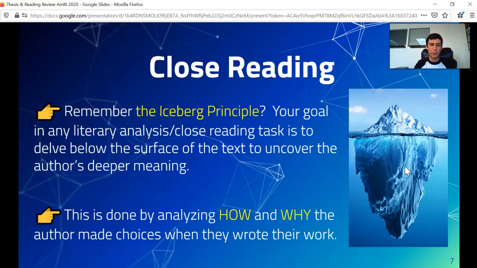Okay, let's talk about close reading. So in terms of close reading, always keep that iceberg principle we talked about in week number 2 of the school year. This idea that your goal in any literary analysis or close reading is to delve below the surface of the author's text to uncover the author's deeper meaning. There's always something lurking below the surface, right? Just like the metaphor of the iceberg. And this is done by analyzing how and why the author made the choices that they made when they were writing their work.